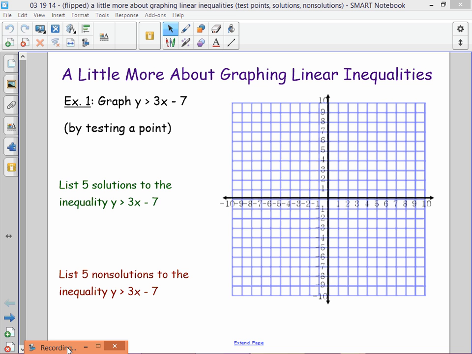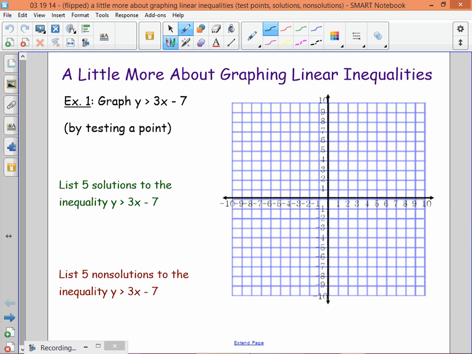Graph y is greater than 3x minus 7 by testing a point. First of all, we are going to graph the line y equals 3x minus 7. This is the line where your y-intercept is -7, right here, and your slope is 3. So up 3 over 1, up 3 over 1, and then I want to graph this line. I've got enough points at this point.